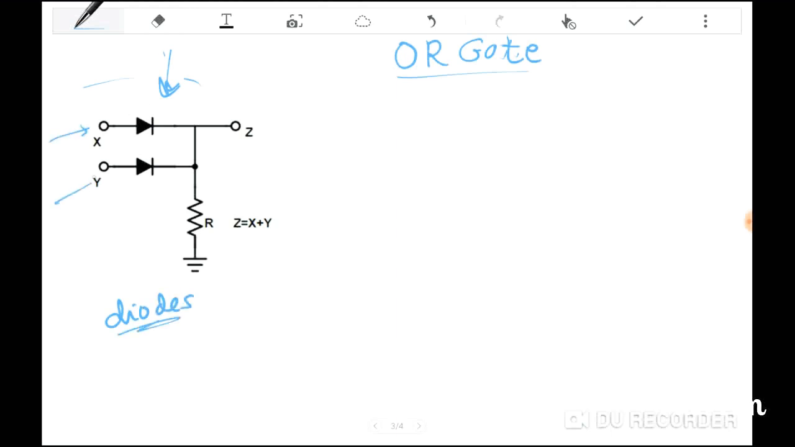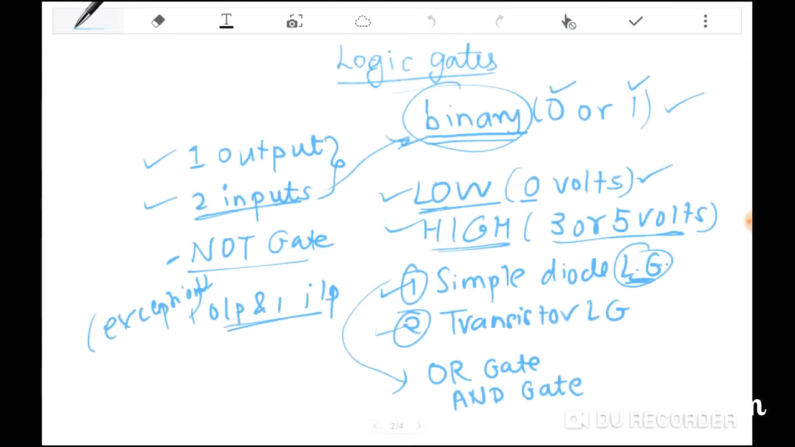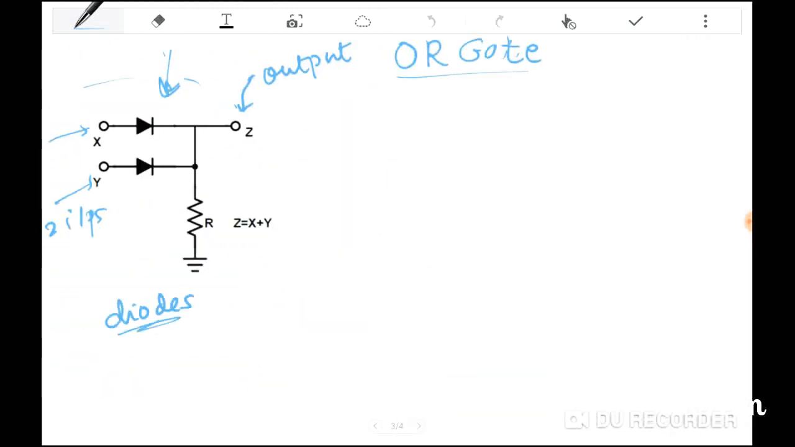This thing and this thing are the two inputs that are given to the gate, and this thing right here is the output. As I've said earlier, any logic gate generally has one output and two inputs. So we've got this right.